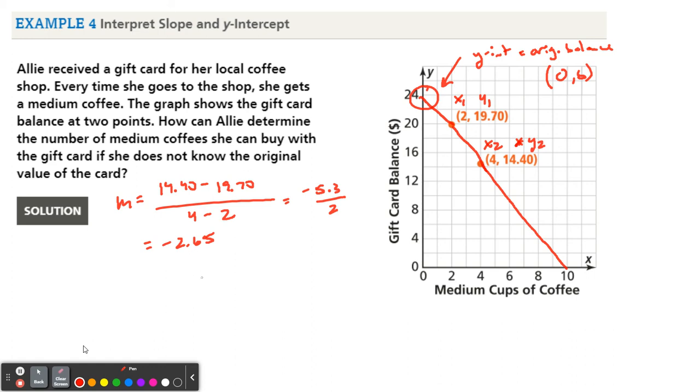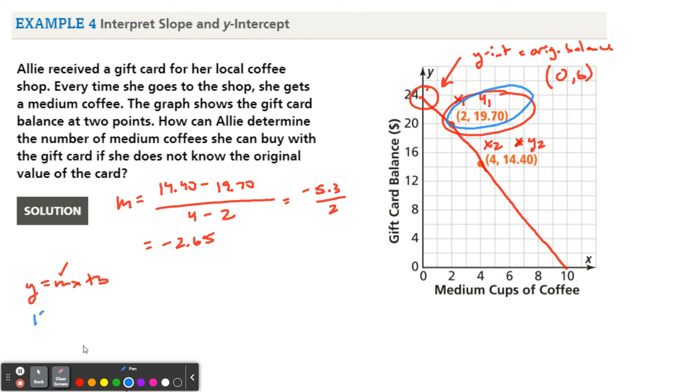So now let's go through and find the original balance. To do that, we need to find the b value by using slope-intercept form, y equals mx plus b. I have the slope. The slope is that negative 2.65. And now I'm going to pick one of these points to be my x1, y1. And I think I chose the 19.70. Okay, so let me change colors. There we go. All right, so here's my x and y.